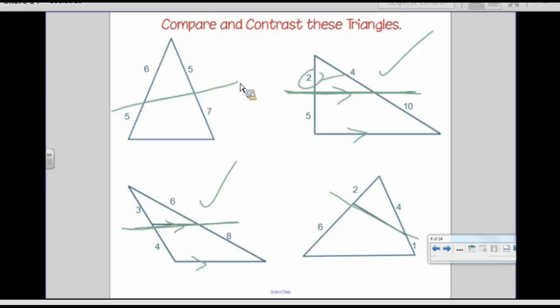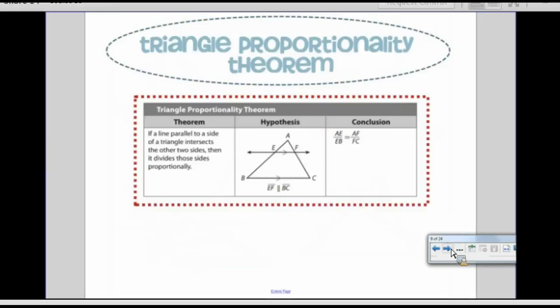Look, 2 times 2 is 4. 5 times 2 is 10. 3 times 2 is 6. 4 times 2 is 8. Now, it's not always going to be times 2. I don't really like how they did that with 2 both times, but it could be times anything. It will split our triangle proportionally.